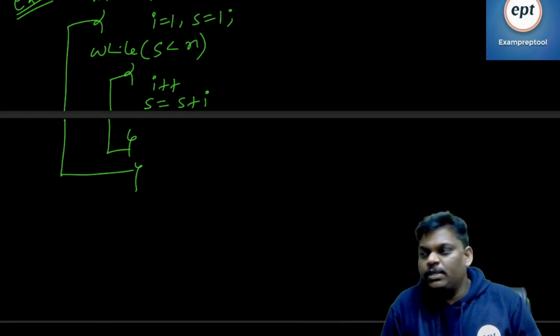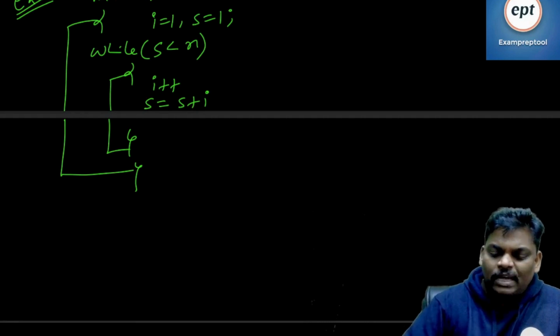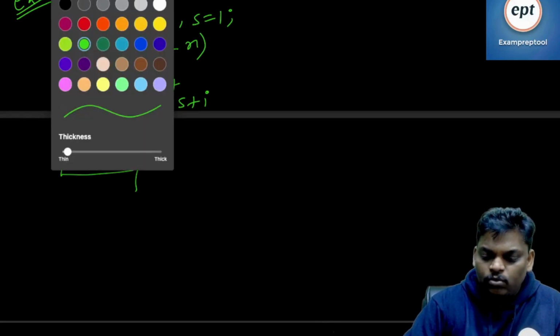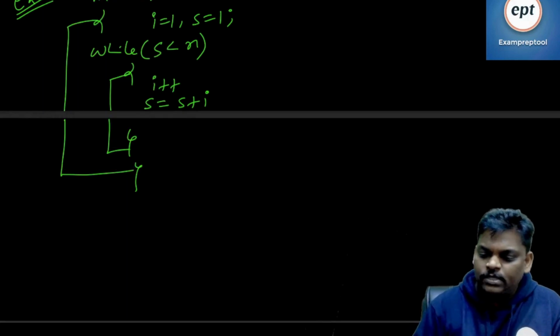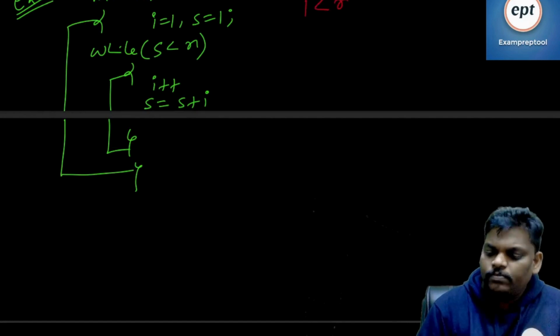So what is the time complexity of this program? Time complexity means loops only. So indirectly they are asking how many times this loop runs. Let me do it one time. Can you see this? The first time the loop runs, 1 less than n, the condition is true.